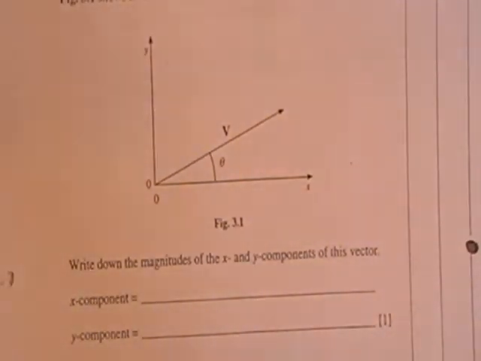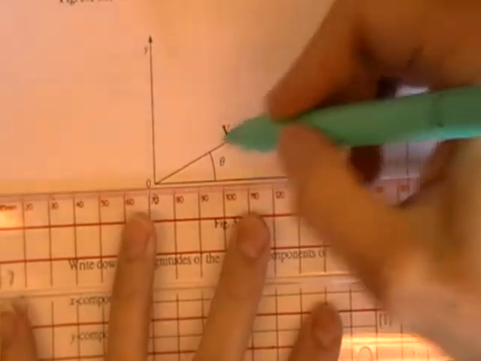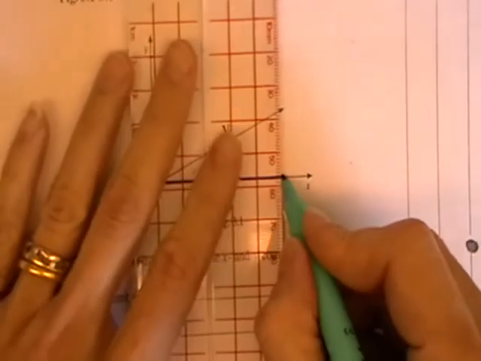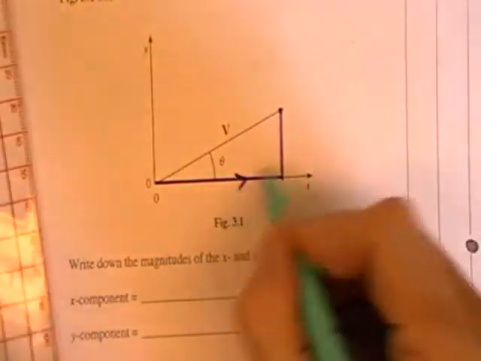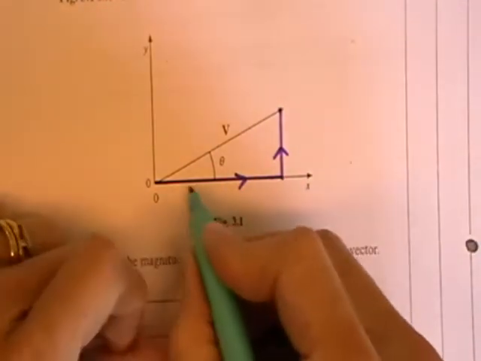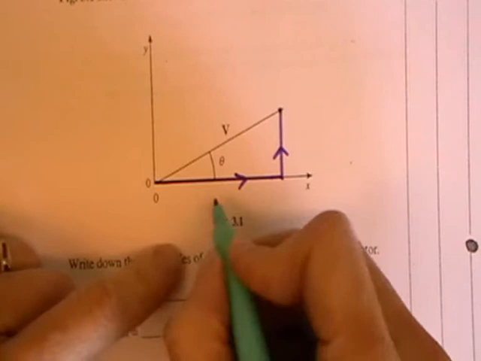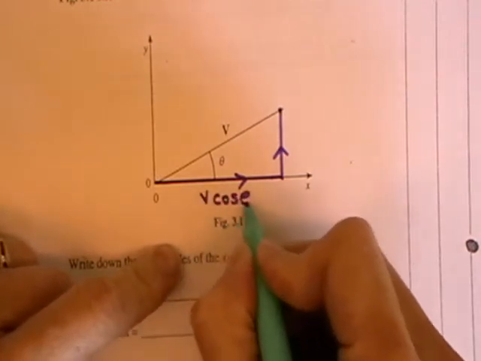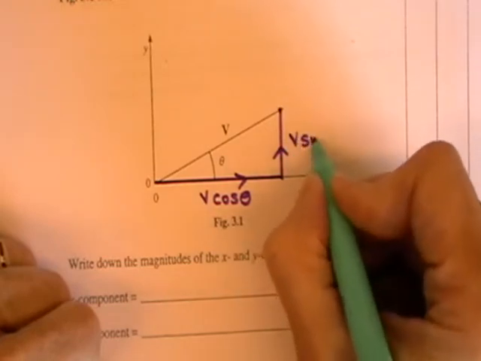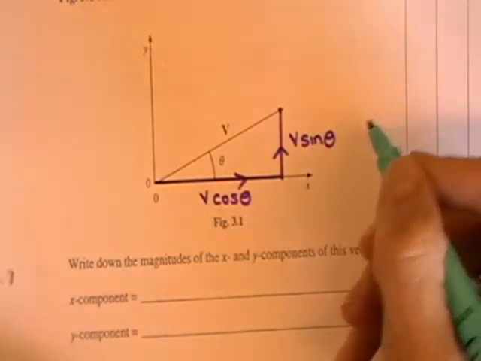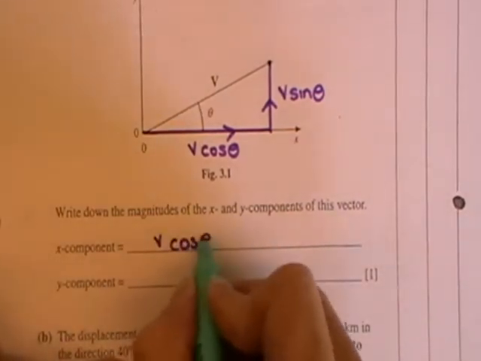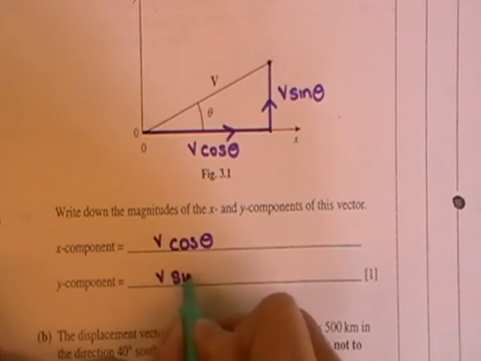So if we are to draw a right-angled triangle, as I've taught you to do, which meets the vector v, then your arrows are going to go like that and like that. The vector component beside the angle here is v cos theta, and the vector component opposite the angle here is v sin theta. And so our x component answer then is v cos theta and the y component is v sin theta.